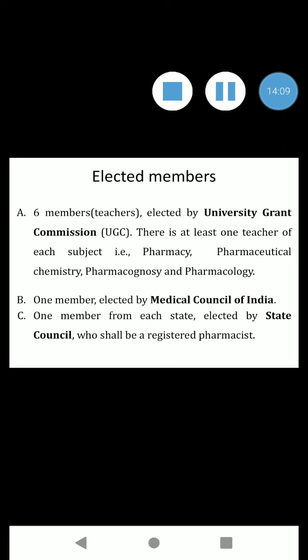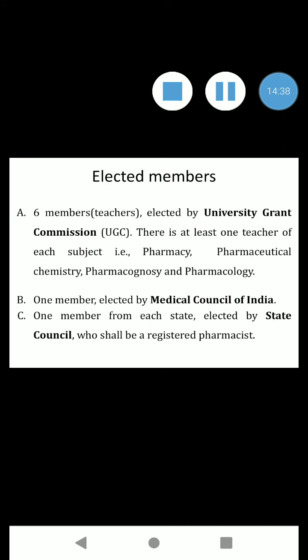Okay, there are 6 members elected from the UGC who are teaching staff of an Indian university. Among these 6, one will be a teacher whose subject is pharmacy, pharmaceutical chemistry, pharmacognosy or pharmacology. Then one member is elected by the Medical Council of India.